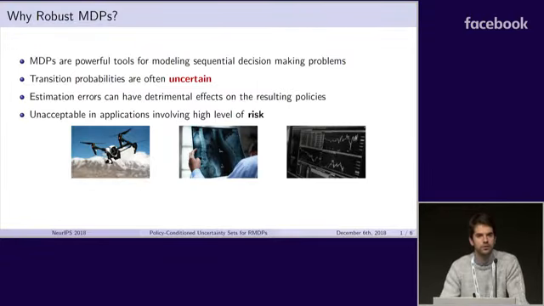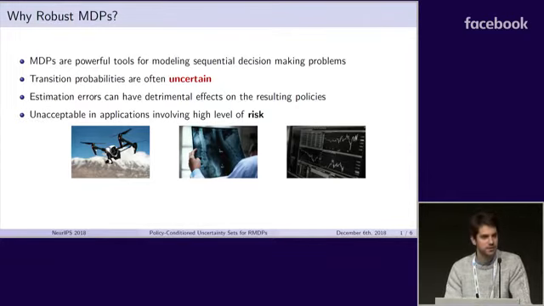So first of all, why do we care about robustness in Markov decision processes? Well, we know that MDPs have been successfully adopted for both modeling and solving complex sequential decision-making problems. One of the main practical complications is that the transition probabilities of these MDPs are often unknown. When these probabilities have to be estimated from limited amounts of data, the resulting estimation errors can have very bad consequences on the optimal policies that we compute.